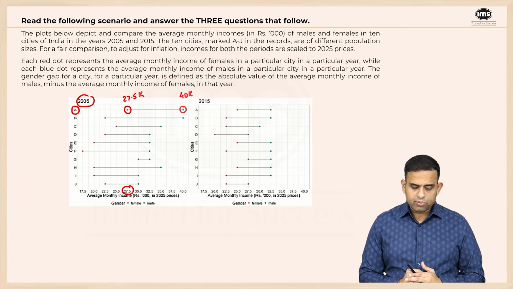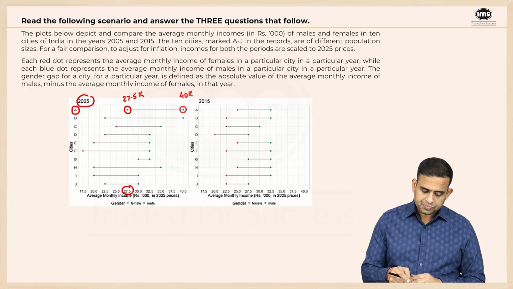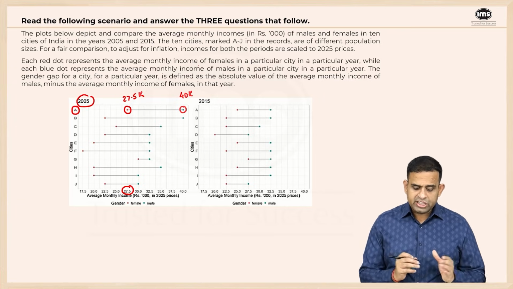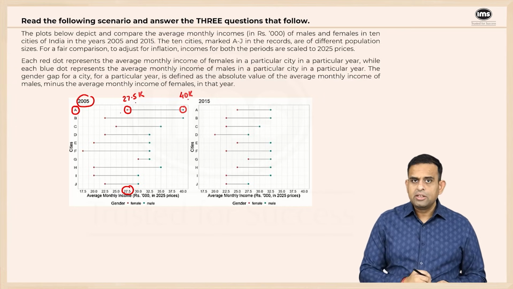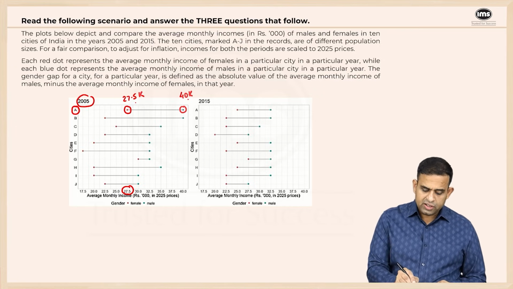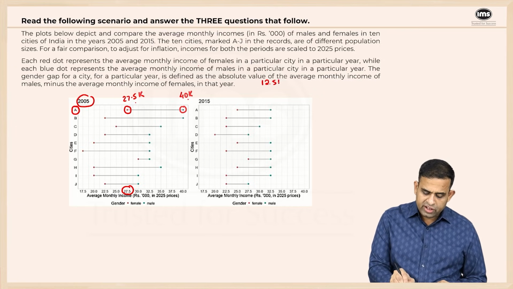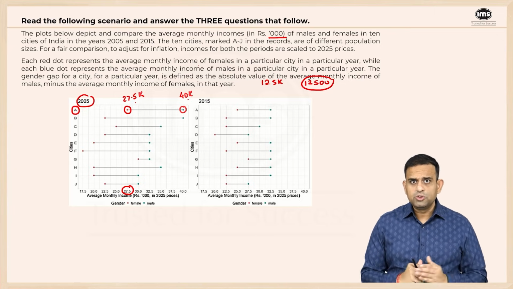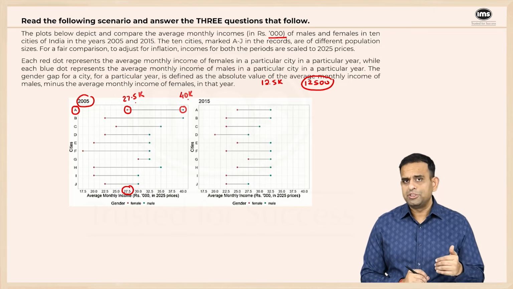Then they defined a new term called the gender gap. For a city for a particular year, it is defined as the absolute value of the average monthly income of male minus the average monthly income of female in that particular year. If I look at 2005 for city A, what is the gender gap? 40,000 minus 27.5 thousand gives a gender gap of 12.5k or 12,500, because the numbers are given in terms of thousands. Now everything is known to us. This type of sum I should tackle question by question.